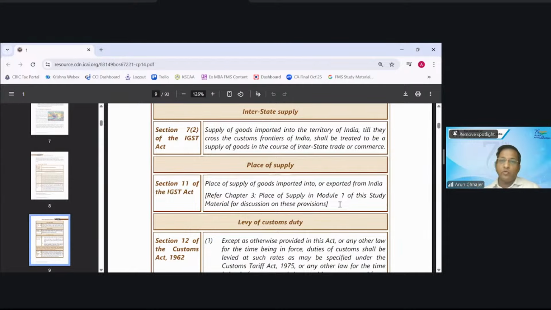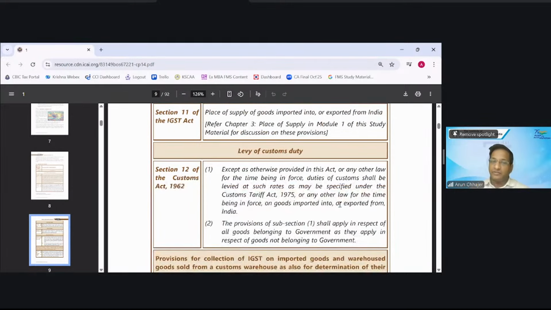Interstate supply, as we know, supply of the goods imported into India till the cross custom frontier of India shall be treated as supply of goods in the course of interstate trade or commerce. We all know that import of goods is nothing but interstate supply. Correct? Then Section 11, place of supply of goods imported into or exported from India, would be applied to determine the place of supply.